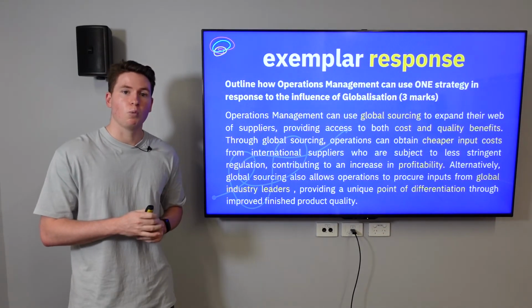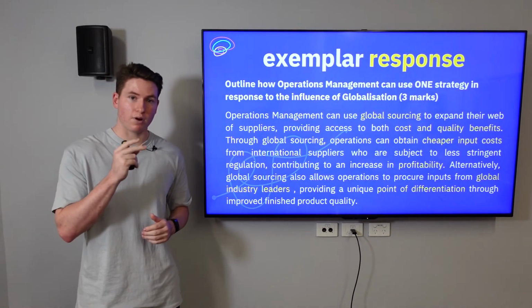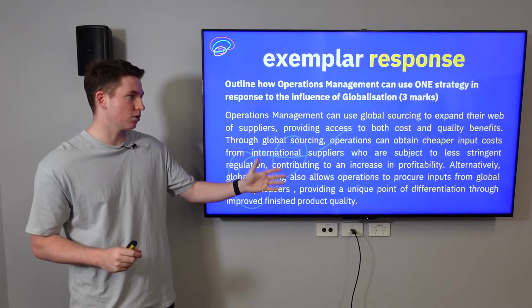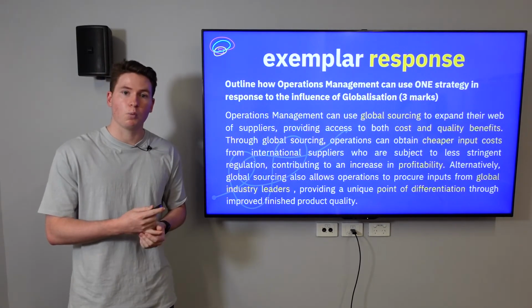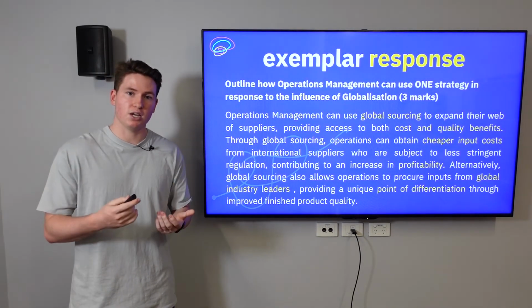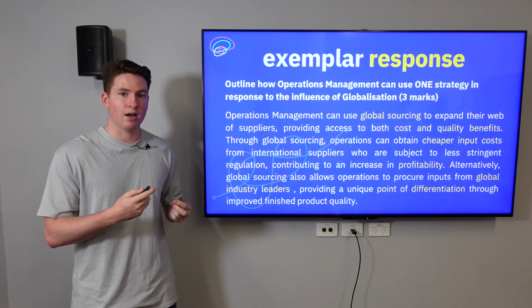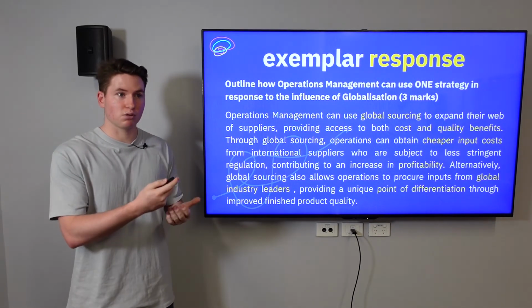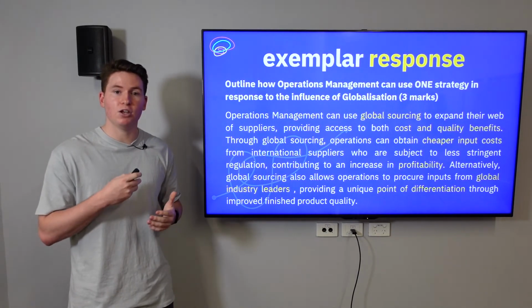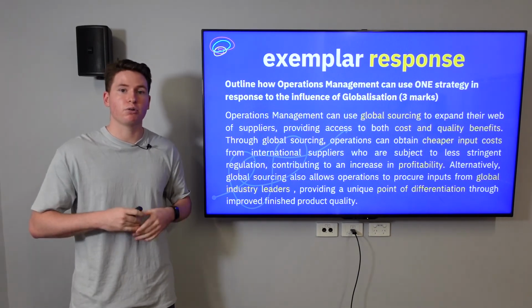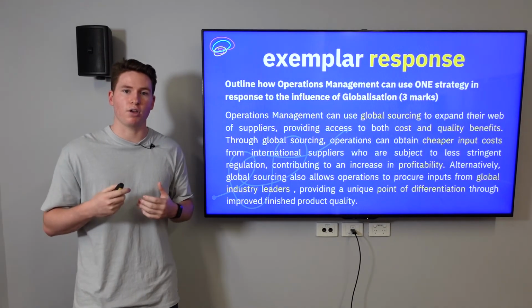So there, we've also included the 2 roles of operation. We've included cheaper input costs, contributing to cost leadership, or better quality inputs, which contributes to differentiation. And here we're showing how this action of global sourcing can actually lead to both roles of operation depending on how we implement the strategy, and you're showing a really holistic understanding of the operations function.